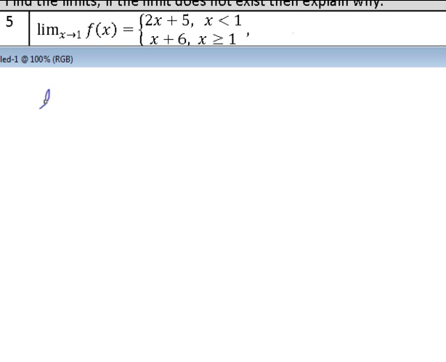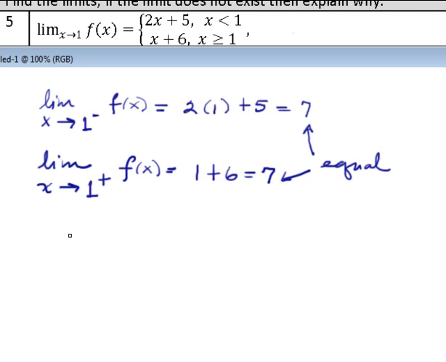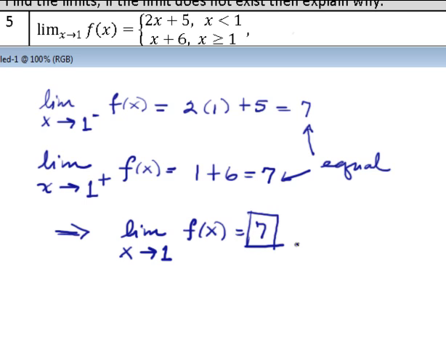So we're doing the limit as x goes to 1 first from the left of f of x, and we'll use the top expression and we'll substitute in 1. So that's 2 times 1 plus 5, or 7. Okay, now the limit as x goes to 1 from the right of f of x, use the bottom expression. Okay, so that's 1 plus 6, or 7. Alright, so since these are equal, that implies that the limit as x goes to 1 in either direction is equal to 7. So the limit does exist and it's equal to 7.